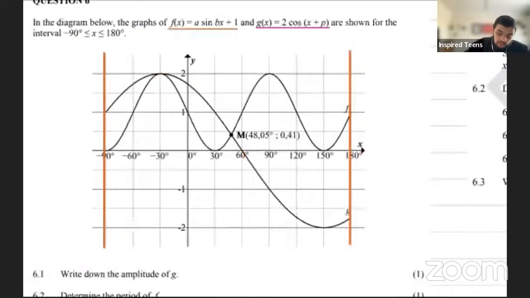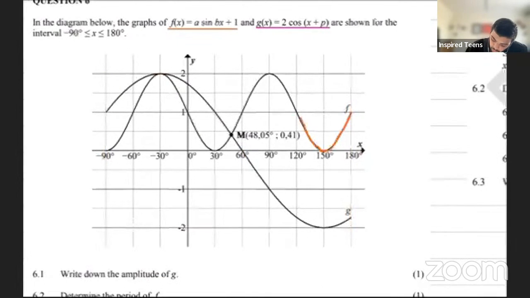That's fine. Of course, the main thing is to identify which graph is which. Please do not confuse the two. So f of x is this one. It's especially important in trig functions, because, for example, a sine and a cos graph could be really similar.